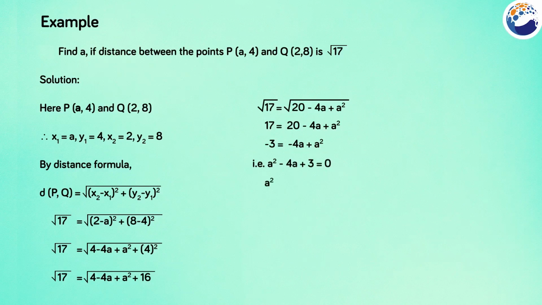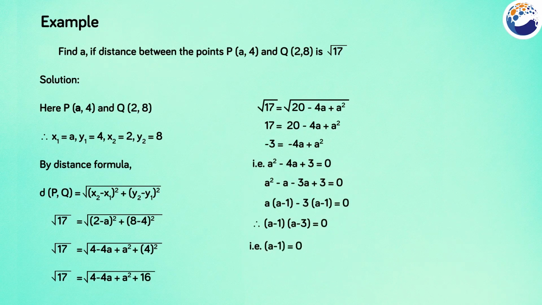Now, we split minus 4A as minus A minus 3A. Taking A common from A square minus A and minus 3 common from minus 3A plus 3, we get A into (A minus 1) minus 3 into (A minus 1) is equal to 0. Therefore, (A minus 1) into (A minus 3) is equal to 0. That is, A minus 1 is equal to 0 or A minus 3 is equal to 0. So, we get A is equal to 1 or A is equal to 3.